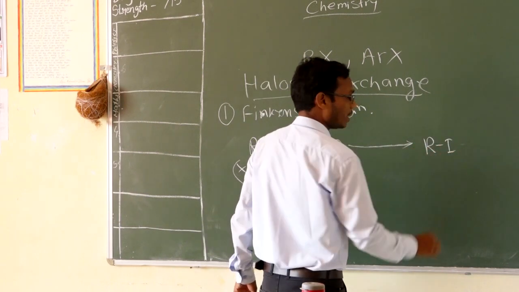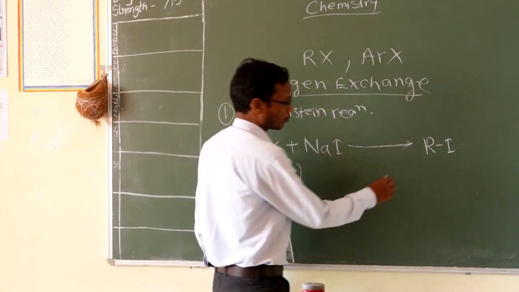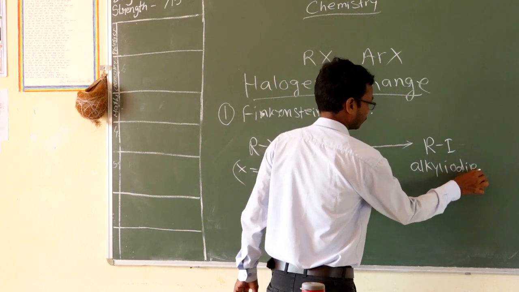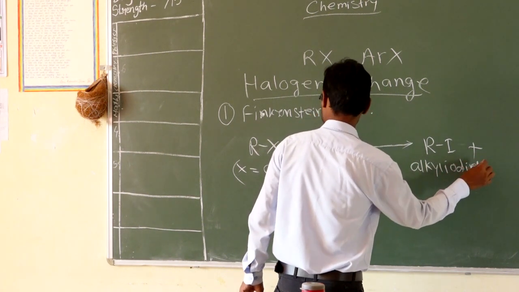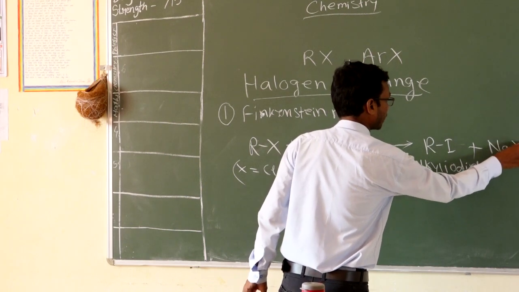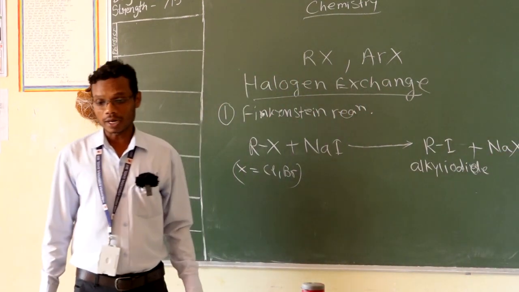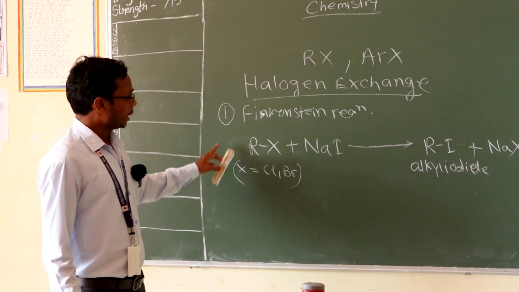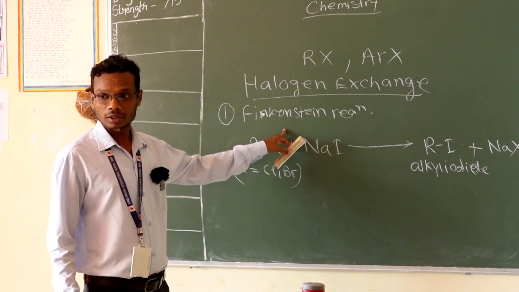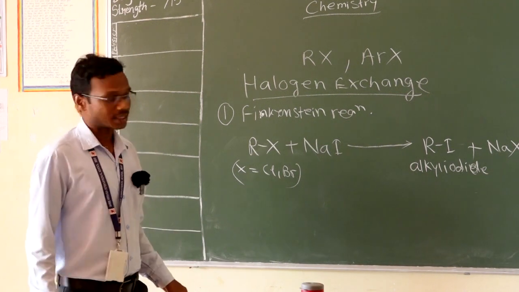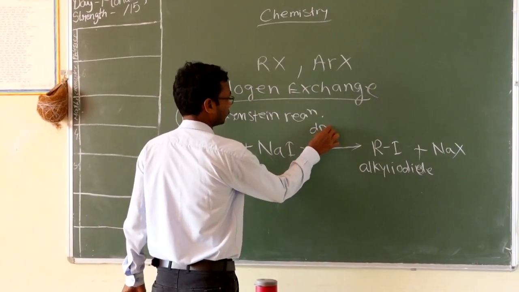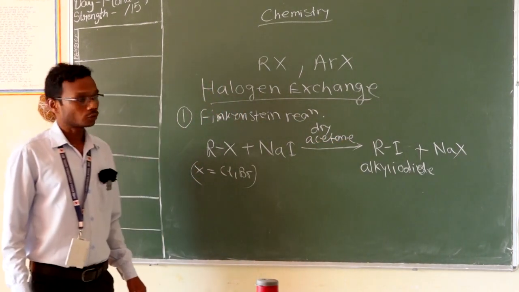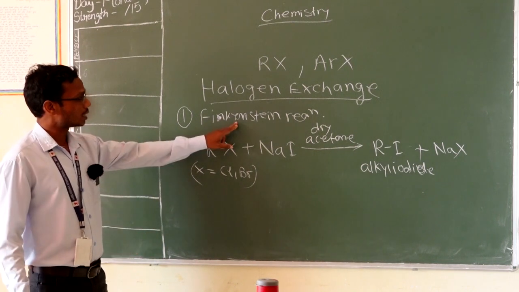RI. What is RI? Alkyl iodide, plus NaX. Alkyl iodide plus NaX. Okay, the important thing is whenever you are asked to write Finkelstein reaction, you have to use a catalyst, that is acetone, dry acetone. So your first halogen exchange reaction is Finkelstein reaction.